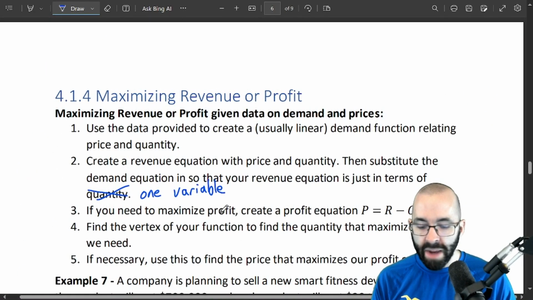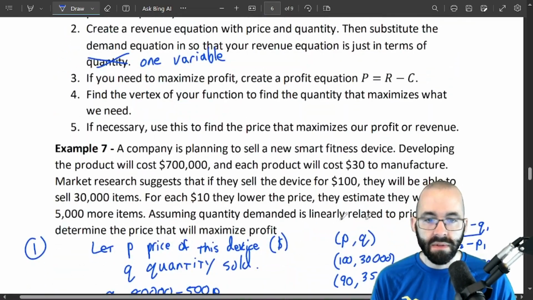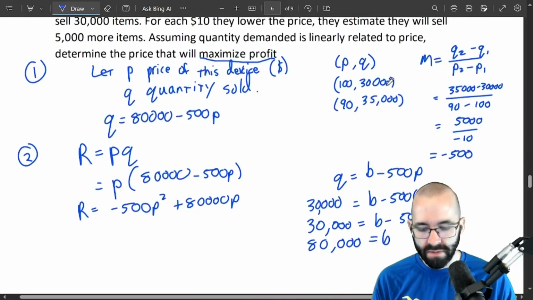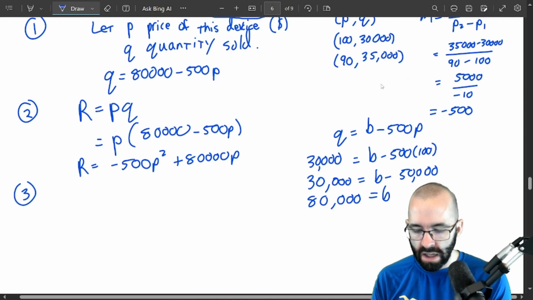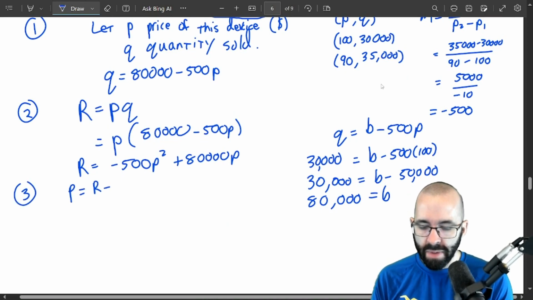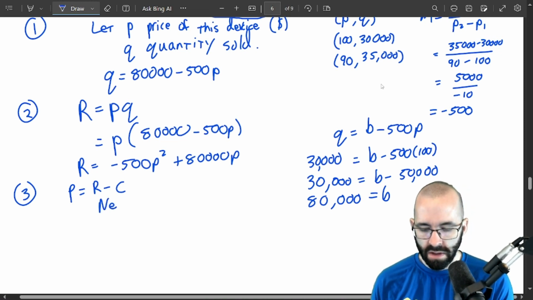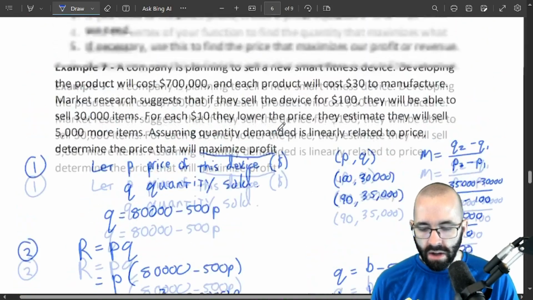Step 3, if you need to maximize profit, and we do, create a profit equation. Profit is revenue minus cost. We know the revenue. We haven't mentioned cost yet. Let's find that. We need the cost.